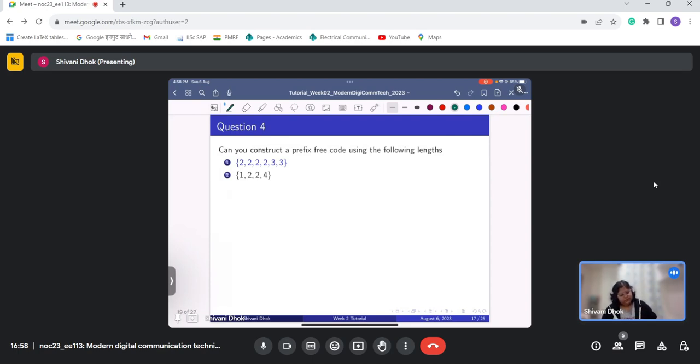So let us look at the first one. In the first one, we have been given length of A1 as 2, length of A2 as 2, length of A3 as 2, length of A4 again as 2, length of A5 as 3 and length of A6 as 3. Okay.